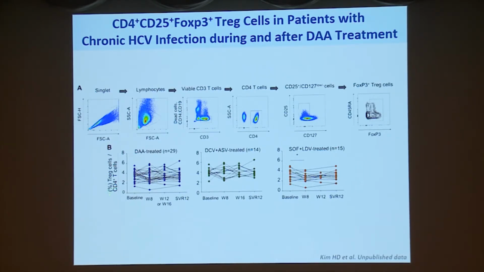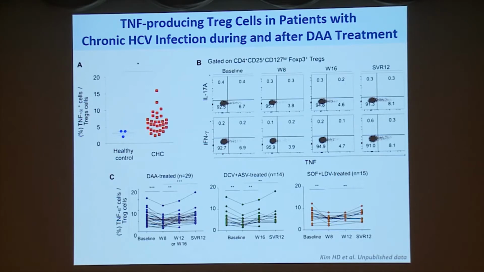When we measured the frequency of Treg cells, there's not much change before, during and after DAA treatment. But how about the TNF-alpha positive Treg cells? At baseline, before treatment, we confirmed again that compared to healthy control donors, the chronic hepatitis C patients have an increased frequency of TNF-alpha producing Treg cells. And then what will happen after DAA treatment? At baseline, for example, now you can see in this single patient, 6% TNF production.